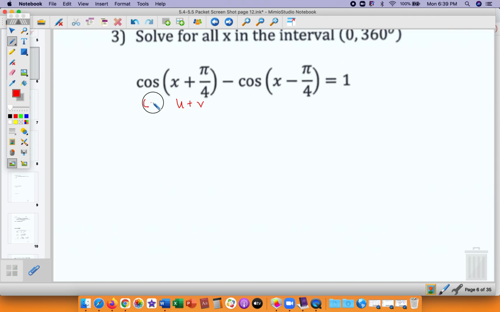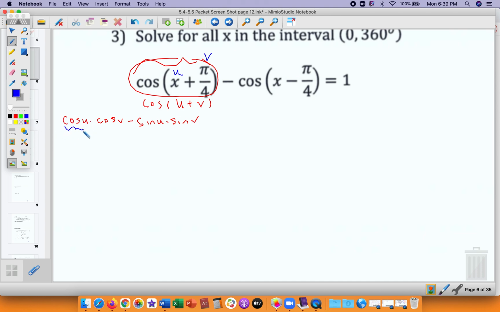So we're going to first look at this little section right in here, and we're going to expand. So we know cos of u plus v is going to be cos u times cos v minus sine u times sine v. So let's take care of this piece first. We know that in the u slot, we're going to plug in an x, and in the v slot, we're going to plug in pi over 4.